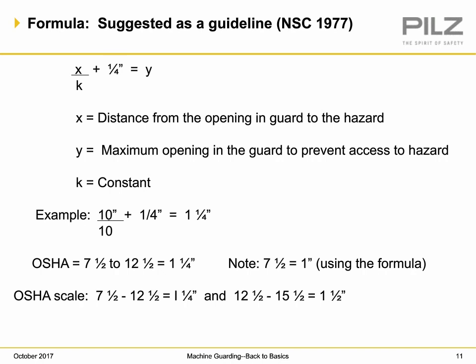Now, in OSHA, for 7.5 to 12.5 inches, the opening can only be an inch and a quarter. But if I use the formula, 7.5 equals an inch, so it's a little bit more restrictive. On the OSHA scale, you can see that 7.5 to 12.5 is an inch and a quarter, but when I go to 12.5 to 15.5 inches in distance, it only goes up to an inch and a half. So again, this is a guide. You have the OSHA standard. You have the guard opening device, which, as mentioned, is commonly referred to as the gotcha stick. And if you don't have those two, and you're out on a machine with a tape measure or a ruler, you can take some measurements and come back and see where you are in relationship to using the gotcha stick.